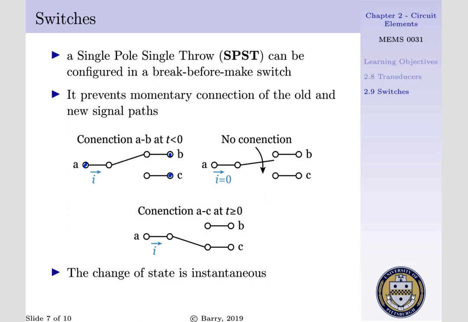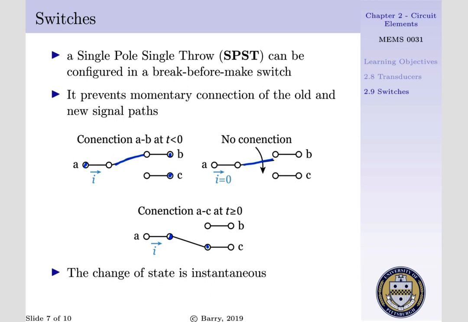For time t is less than 0, our switch is connected between terminals A and B. As we flip the switch, as the end of our switch travels from B to C, there is no current flowing through the switch. That is, there is no connection between A and B or A and C. And then for time t is greater than or equal to 0, we now have a connection between terminals A and C such that current can flow through.